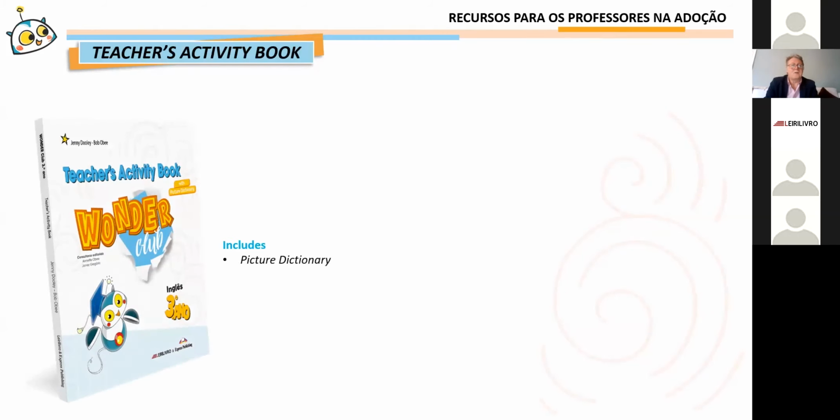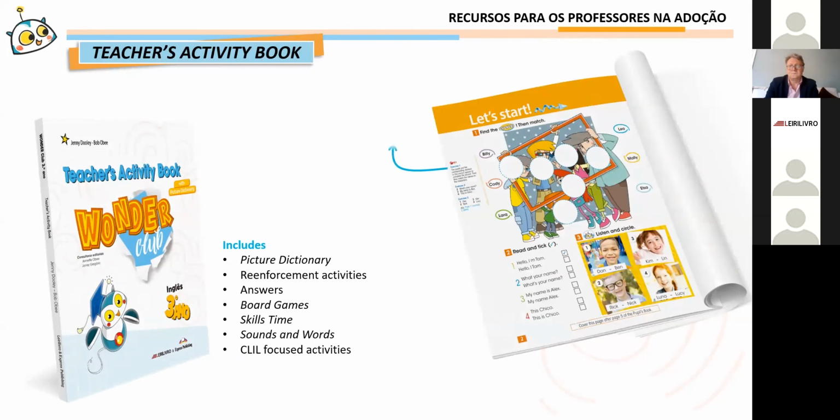Okay. So the teacher's activity book is basically a book that talks about the things that are in the activity book. And it includes a picture dictionary, reinforcement activities, answers, board games, skills time activities, sounds and words backup, and clear focused activities. There's an answer key in your version of the book. And there's an audio icon to remind you that there's audio material that goes with what's on the page.